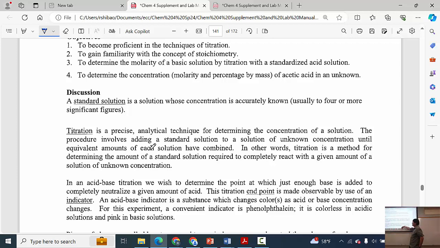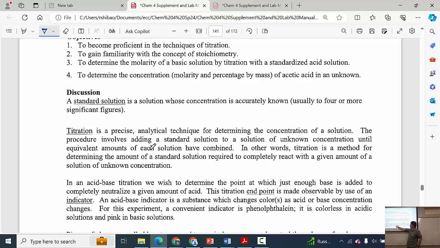So, in an acid-base titration, we wish to determine the point at which just enough base is added to completely neutralize the given amount of acid. This is the titration equivalence point. The equivalence point is just the right amount of base to neutralize the given amount of acid. So this reaction is just, I think, HCl with sodium hydroxide for part 1. For part 2, it's acetic acid.